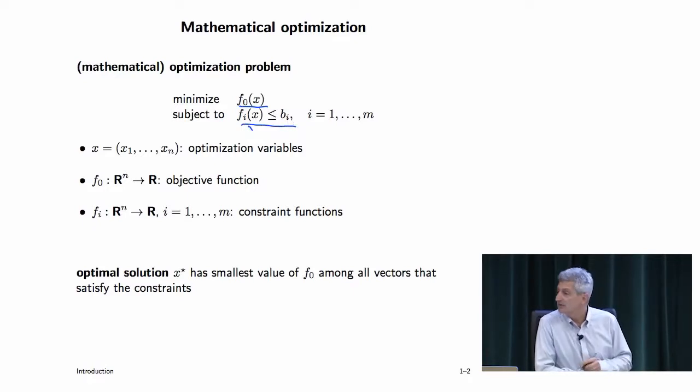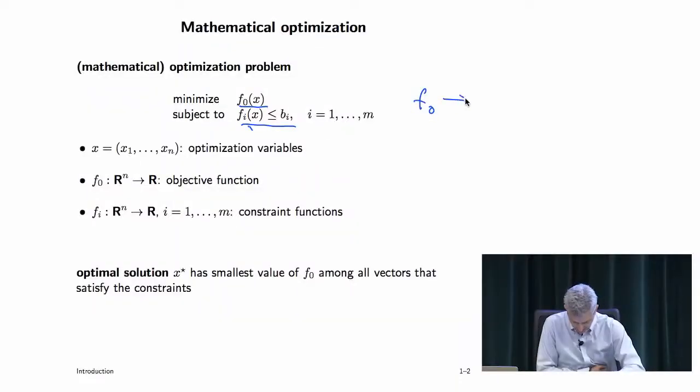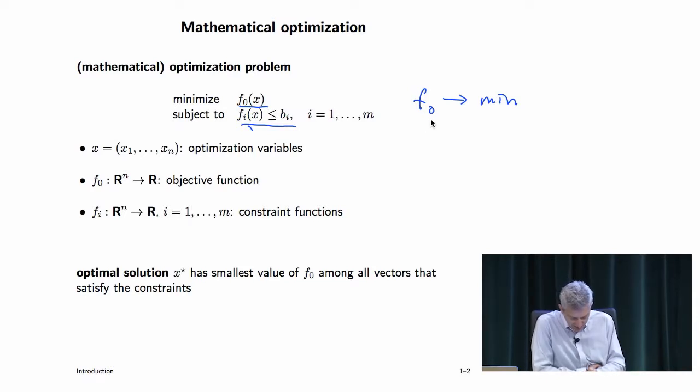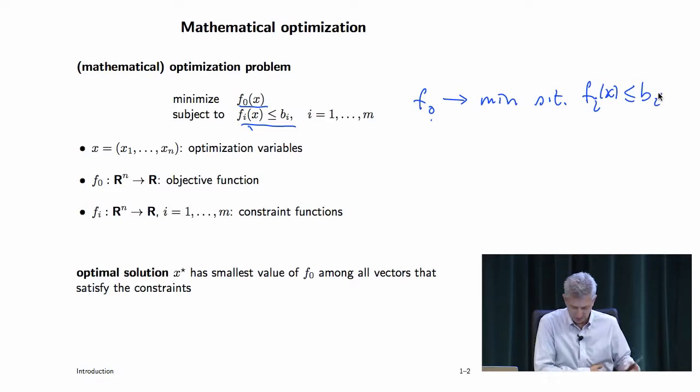By the way, there are many other notations for this. In particular, the notation from the Soviet Union, where there was a long tradition of work on optimization, is this. You'll see it from various people who were trained, say, at Moscow State University: you'd write F0 arrow min, and then ST doesn't mean such that, it means in this case subject to, and then you'd write Fi of x is less than bi. So you'll see other notations for it.